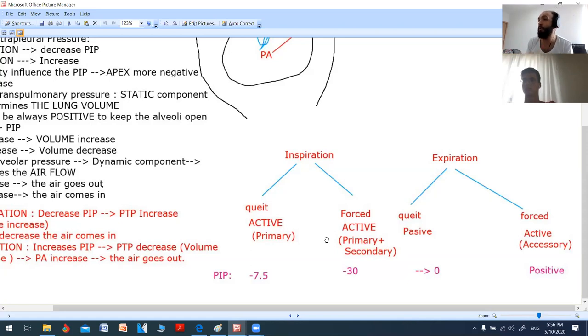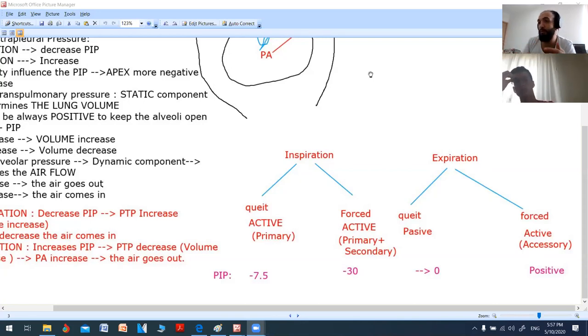What about forced expiration? Do you activate any muscle? Try exhaling all the air out. Do you feel something contracted? Yes, the abdominal muscles and the internal intercostals. Those are called accessory expiratory muscles. So if they ask you in your exam, the accessory expiratory muscles are activated during forced inspiration. Correct or false? False. They are active only during forced expiration. Okay.